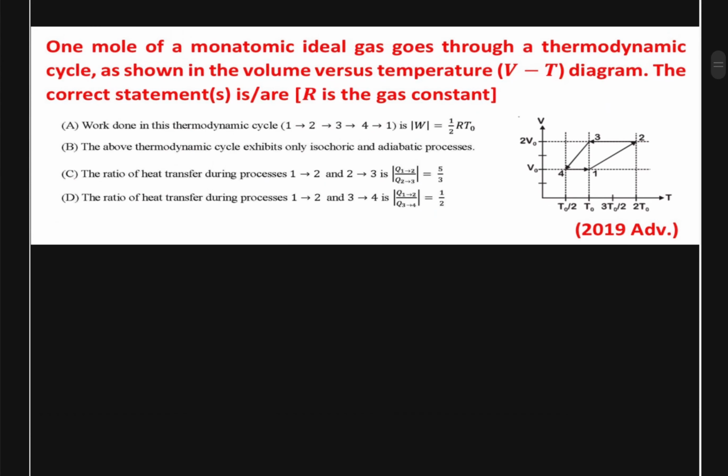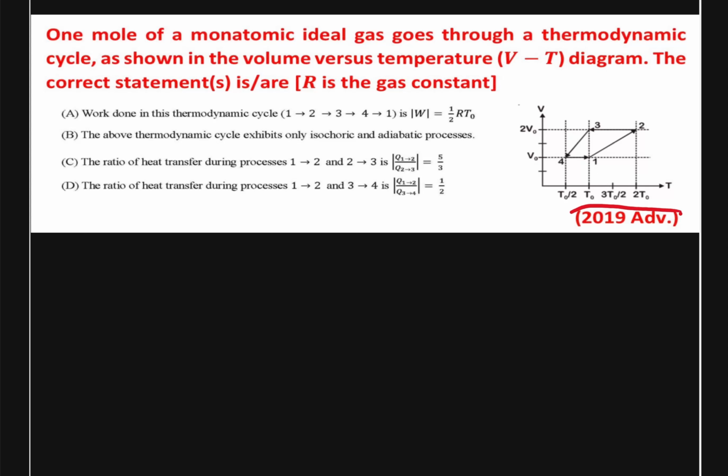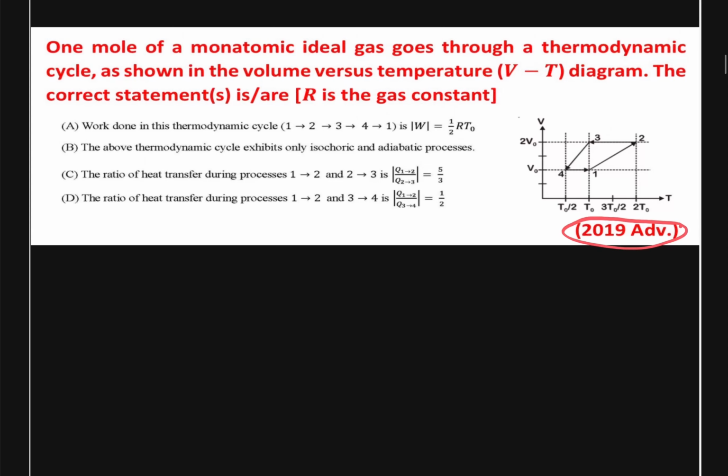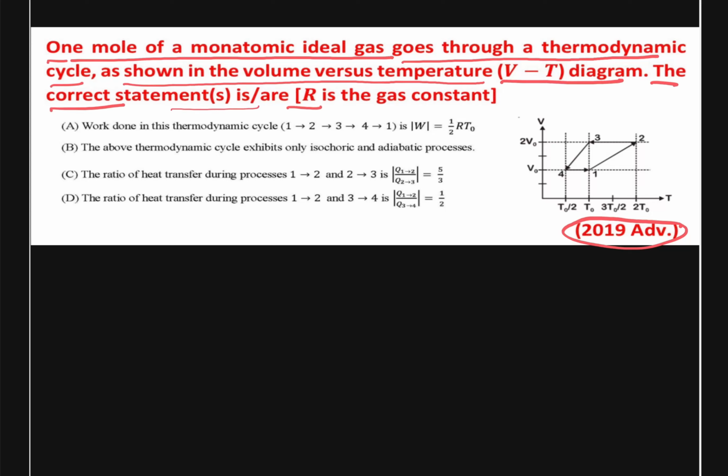Next question. It states that, it was asked in the year 2019 Advanced: 1 mole of monatomic ideal gas goes through a thermodynamic cycle as shown in the volume versus temperature, that is VT diagram. The correct statement is, or R, R is the gas constant. So we have to find out, basically it is talking about the work done and what are the processes associated and the ratio of the heat transfer respectively for all the processes.